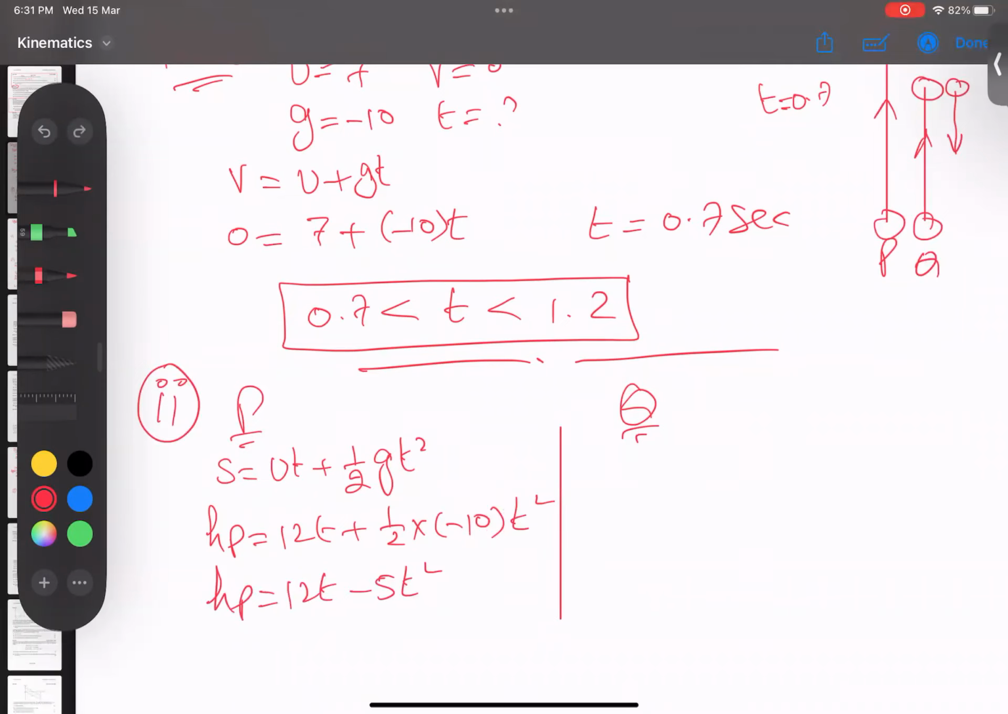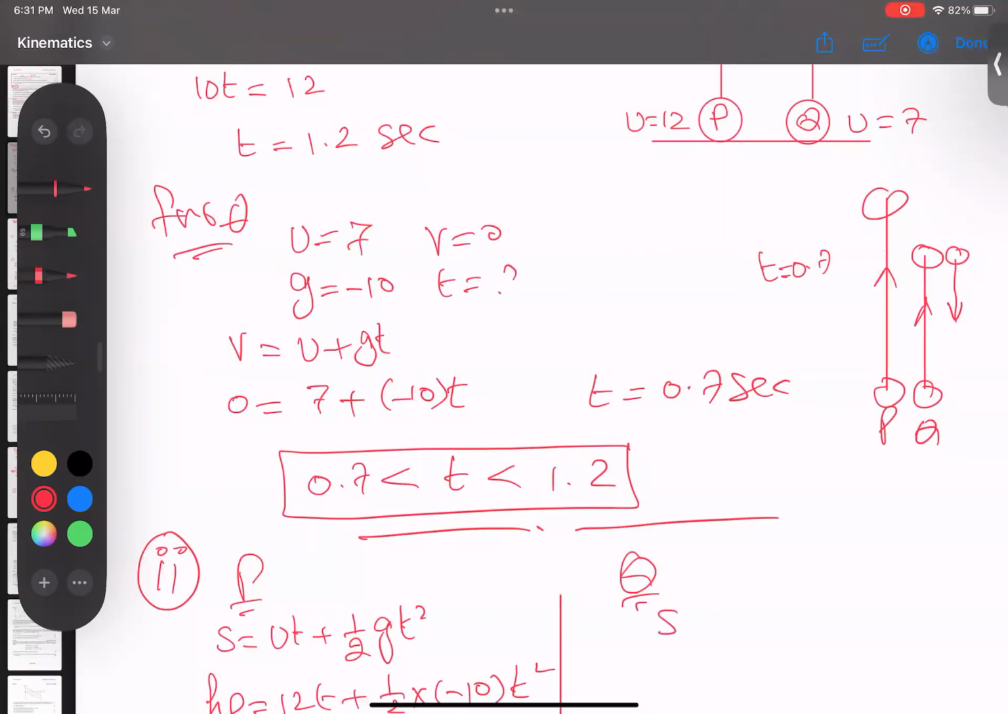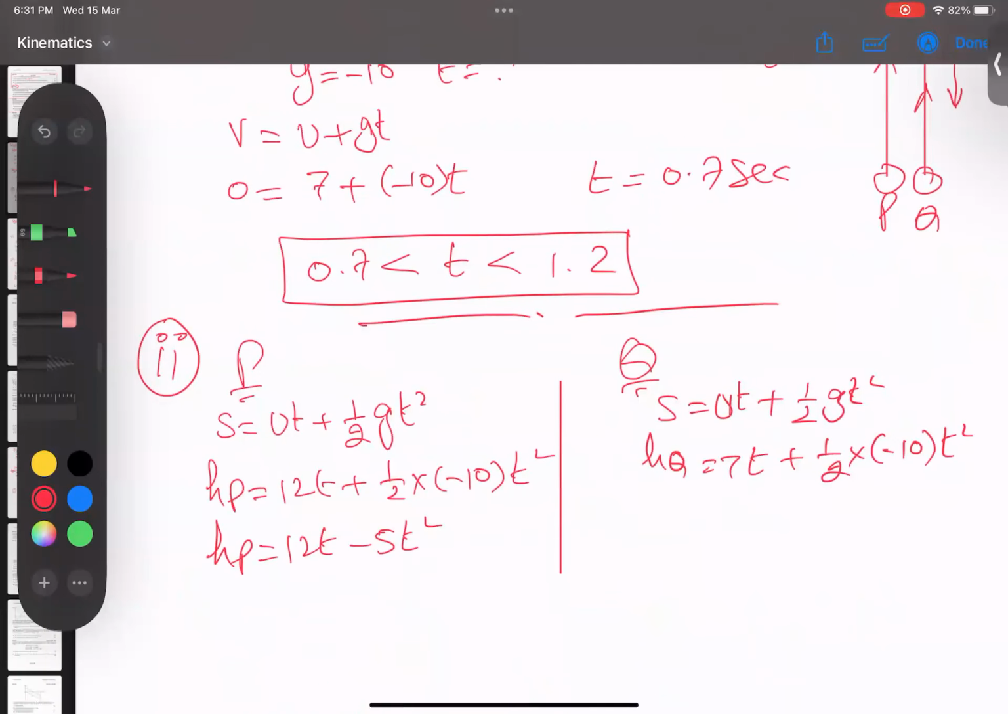Let's do the same for the Q particle. So what is the Q particle? S is equal to UT plus half GT square. So S, the height of the Q particle, is equal to U is what? 7. So I got 7T plus half times 2. I assume, let's say, it is still going upwards. So height of Q is coming 7T and negative 5T to power 2.